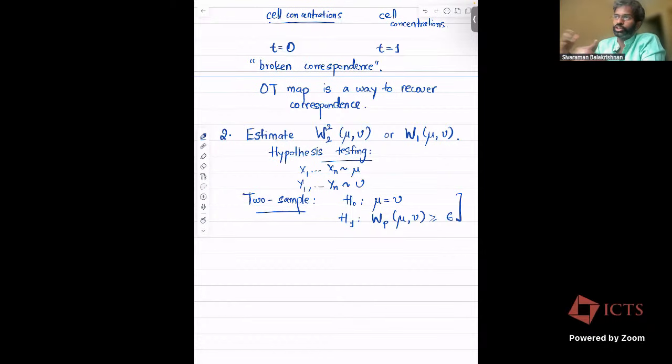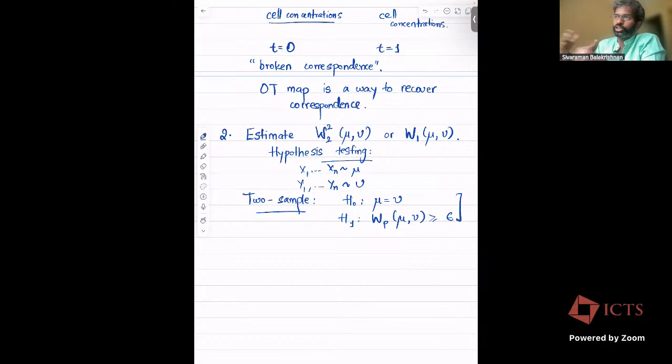Quick question. Is Wp a metric? For example, you've written W2 squared here. So is the metric W2 or is it W2 squared? W2 is the metric. W2 squared is just a convenient thing to estimate somehow. But yes, W2 is the metric. Thanks.